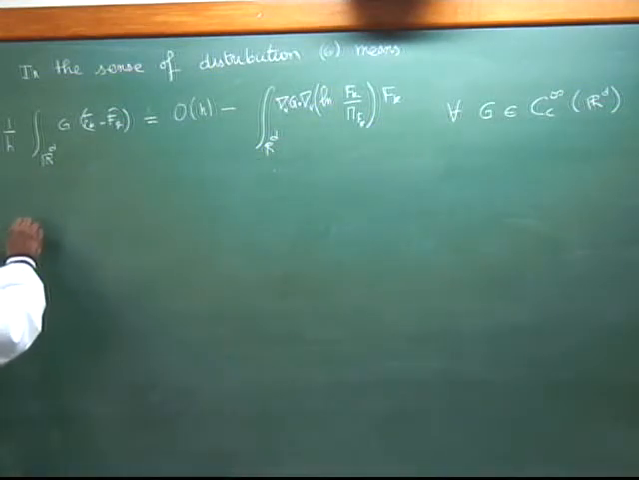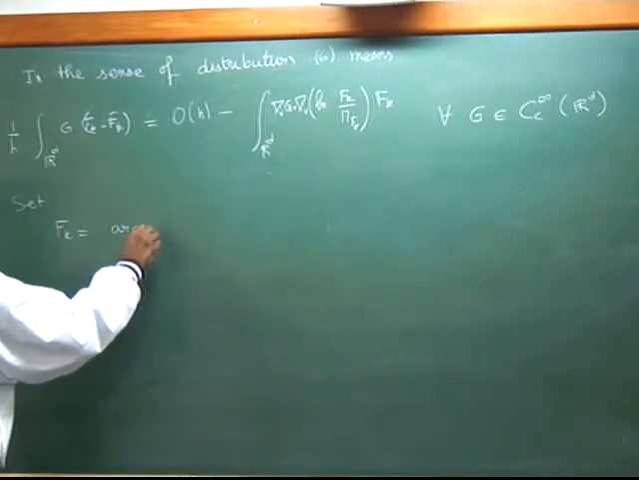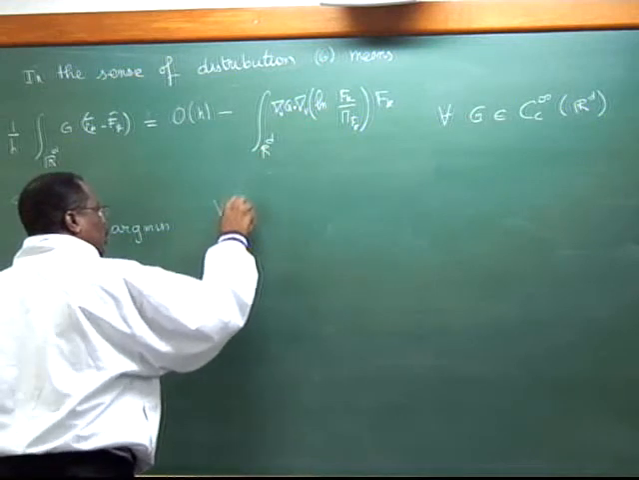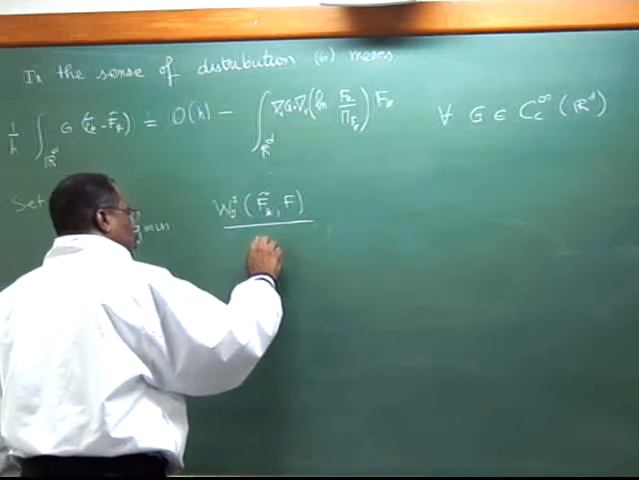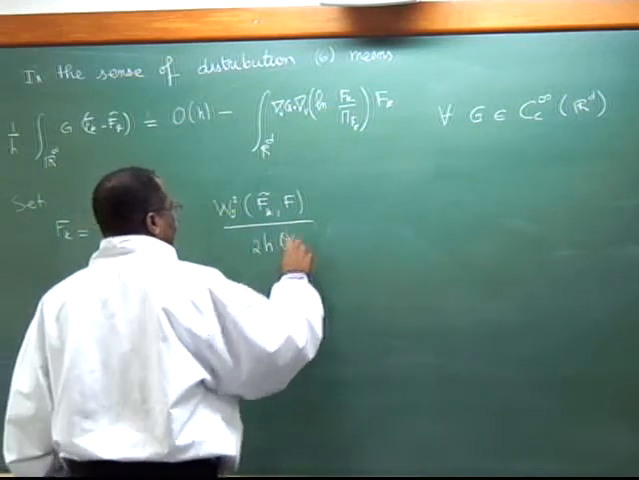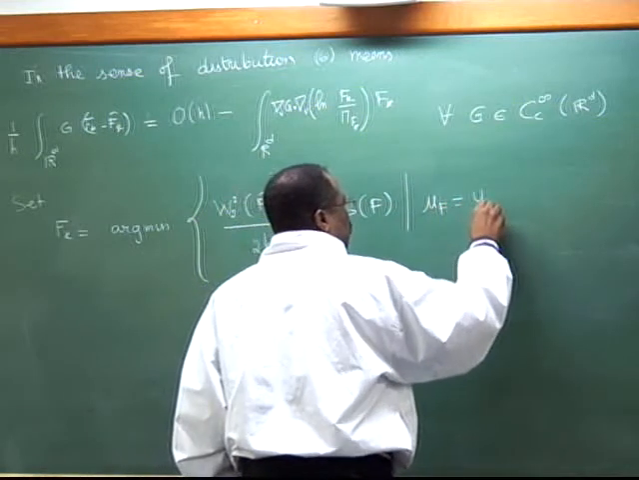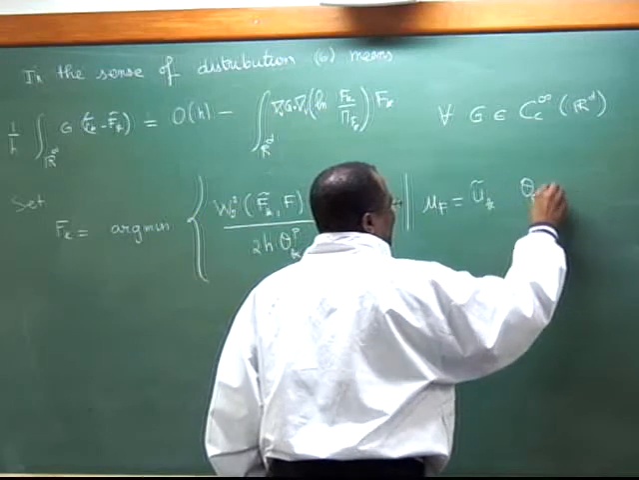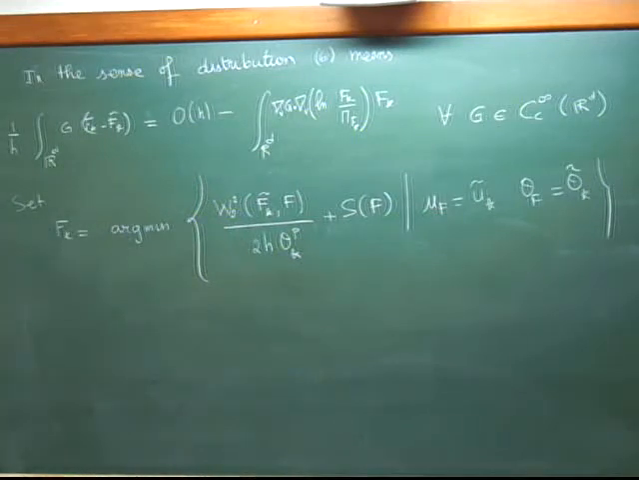Reminder, the variational problem sets fk to be the argmin. This is the variational problem we consider: the Vasserstein distance squared between fk tilde and f, divided by 2h theta k to the power p, plus S of f, subject to the condition that u of f is uk tilde and theta of f is theta k tilde. So this is the problem which corresponds to the collision mechanism. And in fact, in this lecture I just assume that this admits a solution.